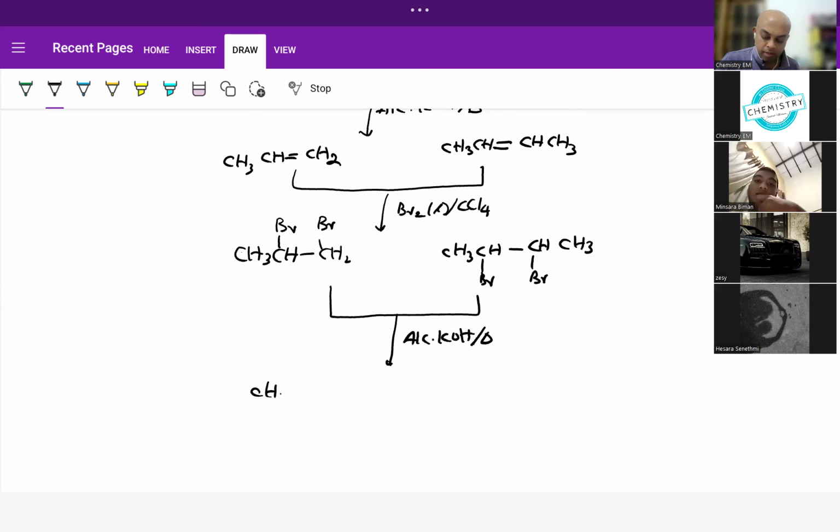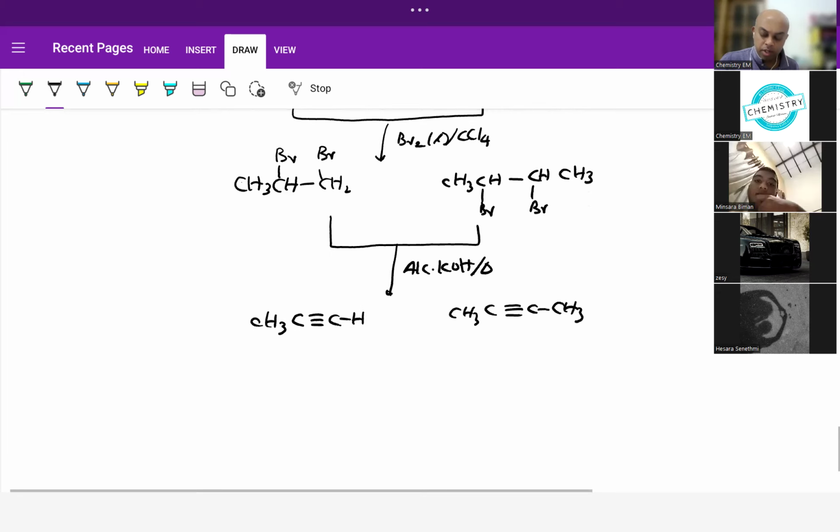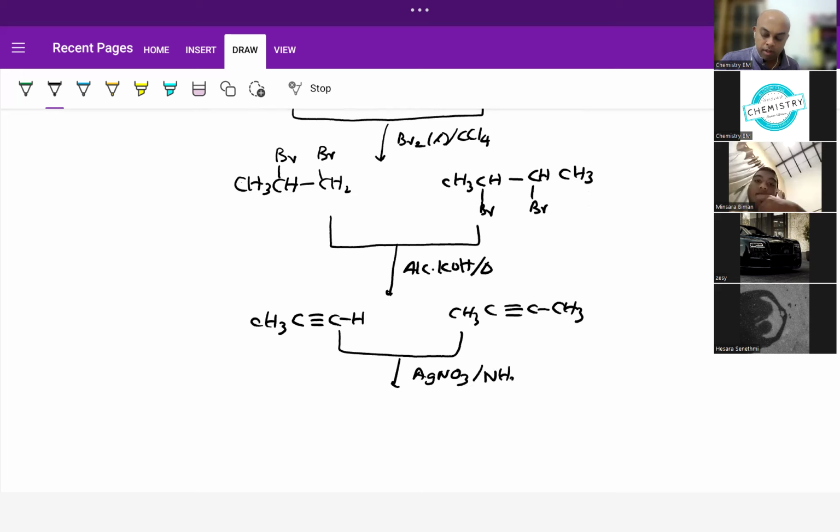Then see, I'm creating an acidic alkyne here, and a non-acidic alkyne here. Now there are four methods to identify these two. You can add anything here. So I will add AgNO3 ammonia. Then here this will be a white precipitate, here no precipitate.